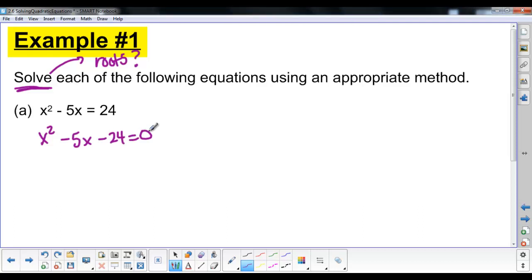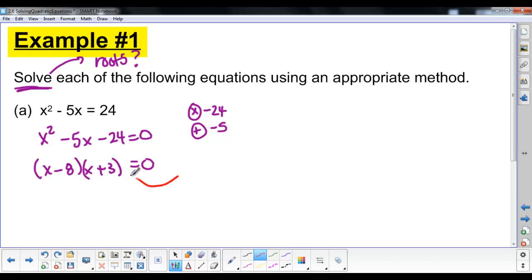So let's go through the motions. We'll try factoring because that is the fastest. Think of two numbers that multiply to 24 or negative 24 and add to negative 5. And those two numbers would be negative 8 and positive 3. But we haven't solved yet. What we have here are factors. These are not the roots.